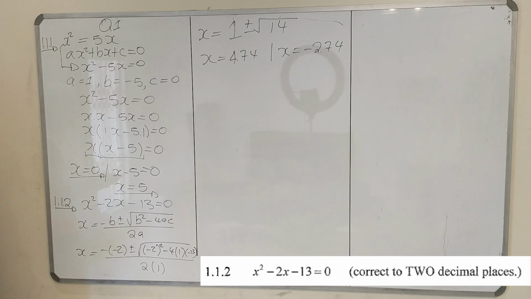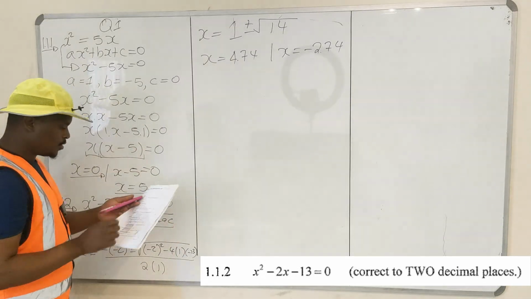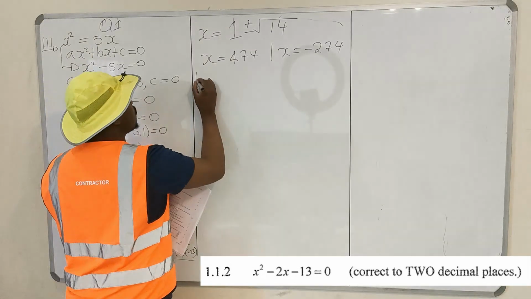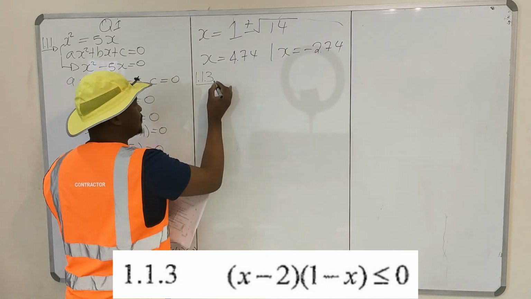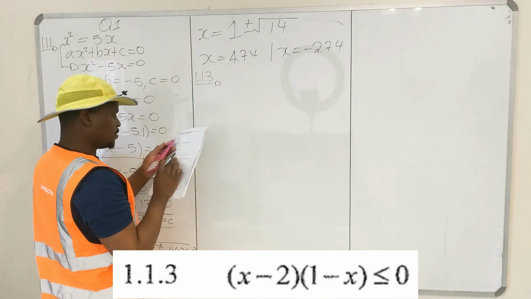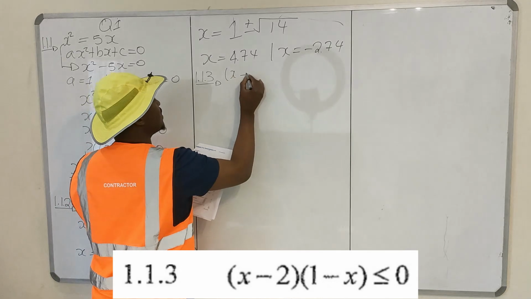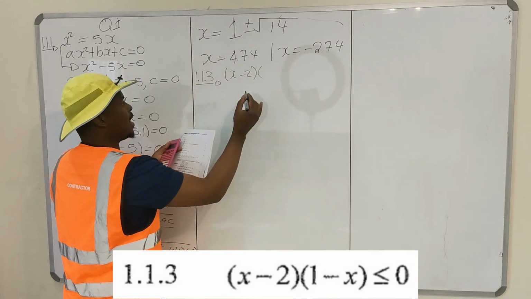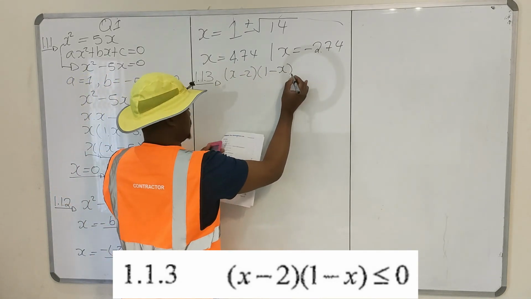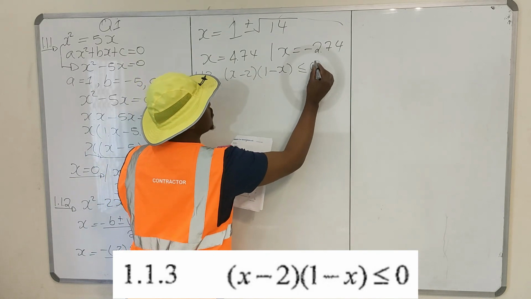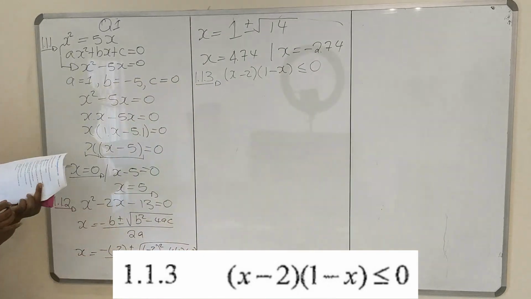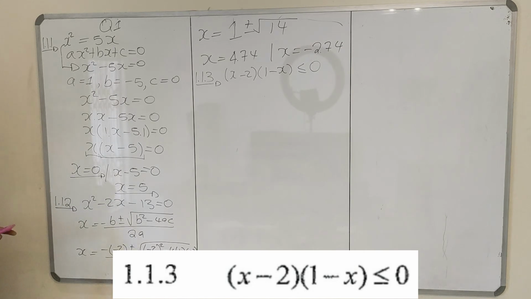So these are the solutions for the second one. Straightforward. We all like these ones. So we move to the next one. For the third one, 1.1.3, we have x minus 2 times 1 minus x is less or equal to 0. Right? This is what we are given.